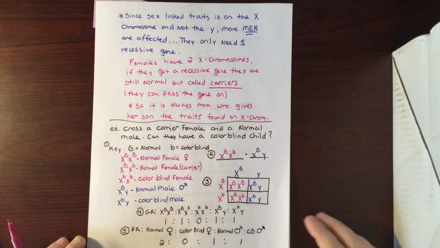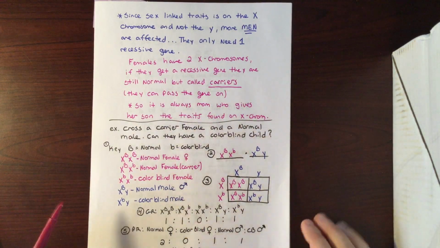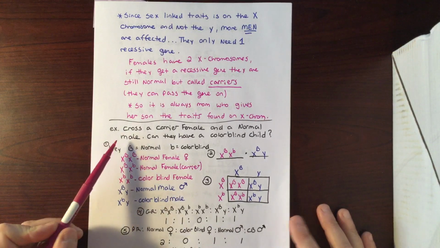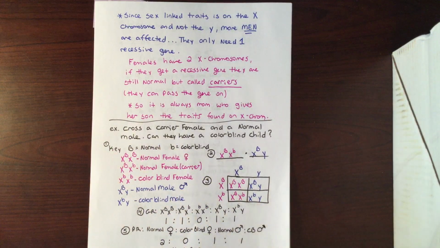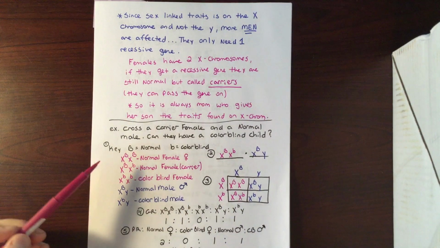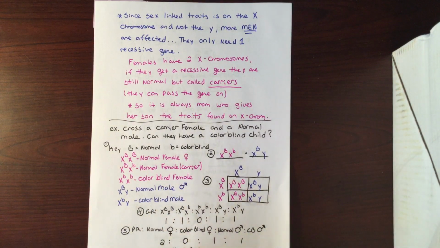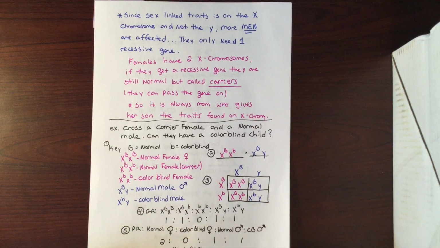So if we look at this little problem that we have here, we can say cross a carrier female and a normal male. Can they have a colorblind child? And it's usually what you guys are going to see. Am I asking you specific questions? Is it yes or no? Is it percentages? Whatever it may be, you still need to do your 5 steps in order to complete it. So now let's look at the key. It always has 5 parts to it.